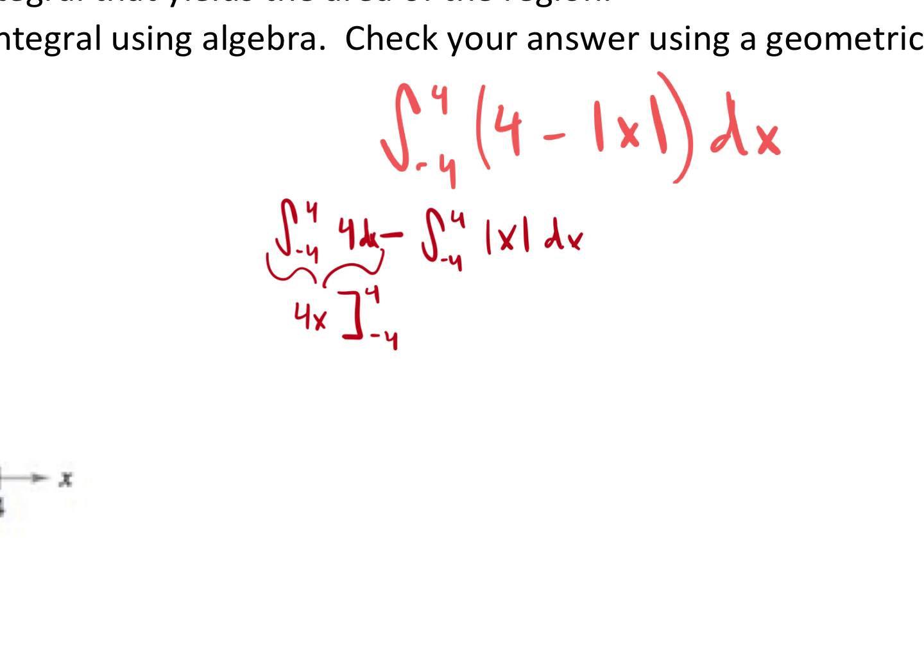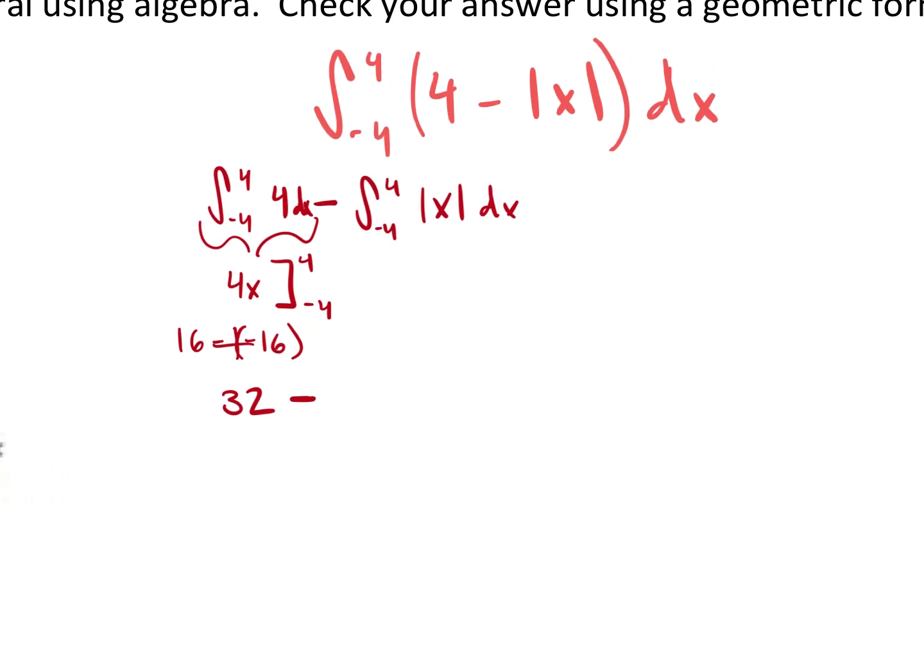What would I have to plug in first? I'd plug in 4, so we get 16 minus, when we plug in -4, we would get -16. So this turns into 16 plus 16, we'd get 32. So 32 minus our integral from -4 to 4 of the absolute value.